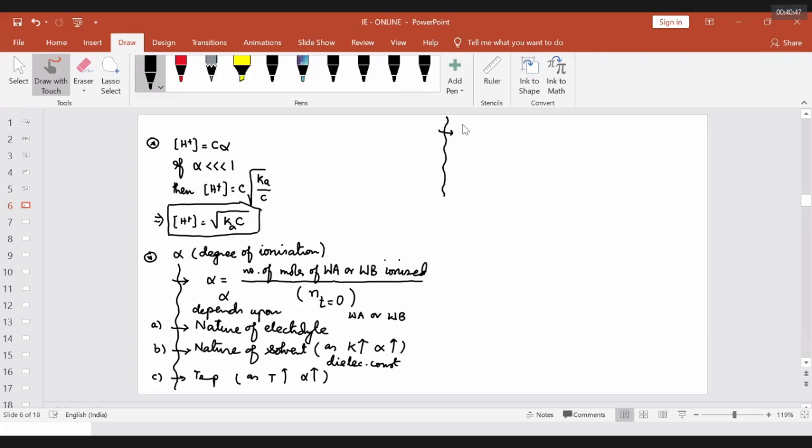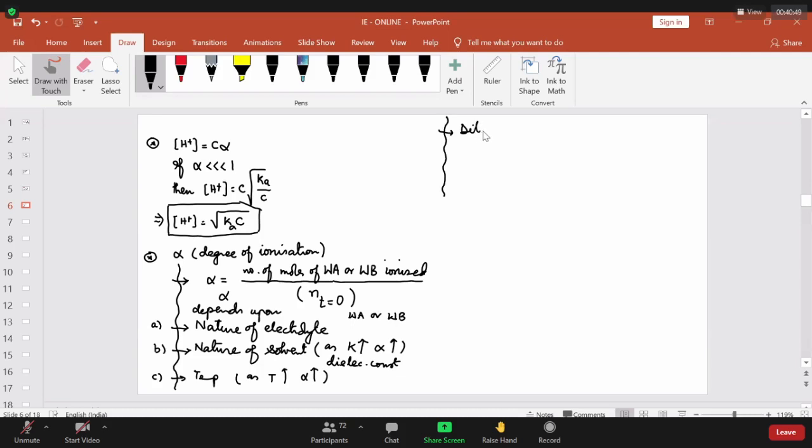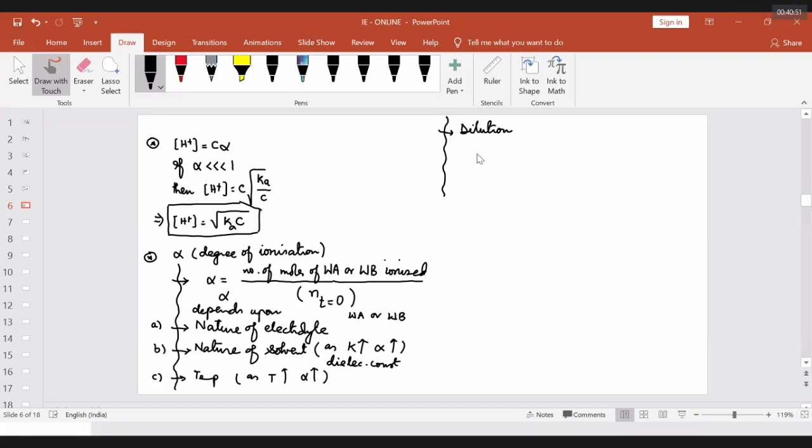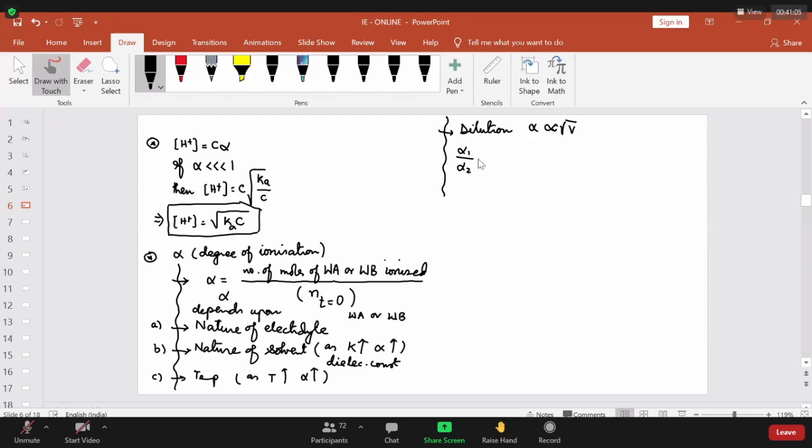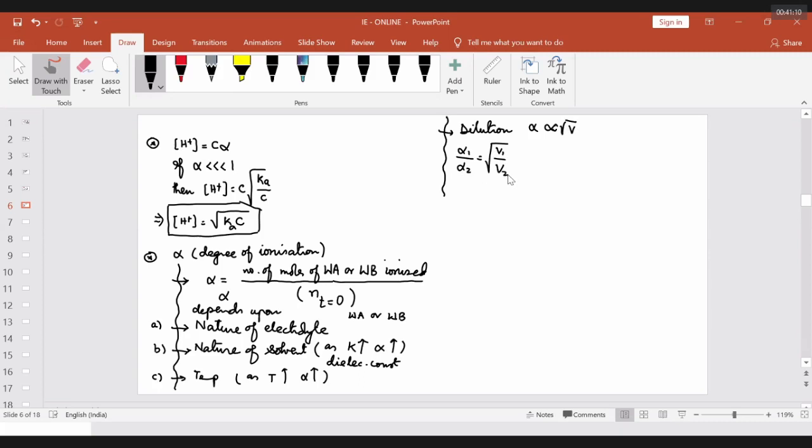No, sir, I am talking about dilution. Okay, Ostwald dilution law. Just now we have studied. What we have studied: alpha is directly proportional to, make a difference between alpha and directly proportional to, volume, right? That means alpha 1 by alpha 2 is equal to under root V1 by V2.